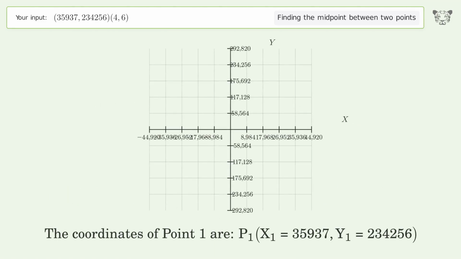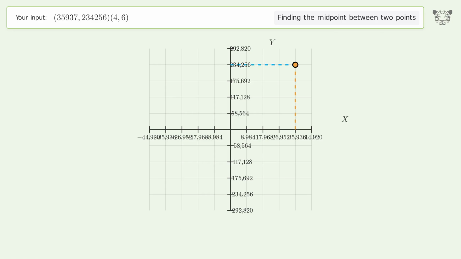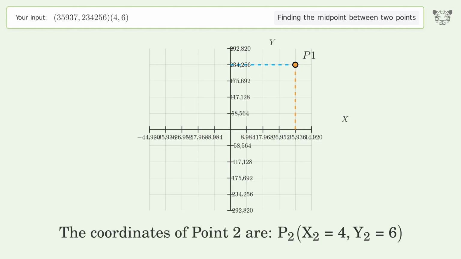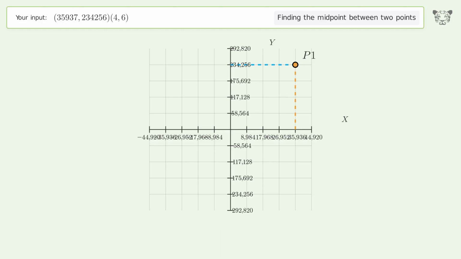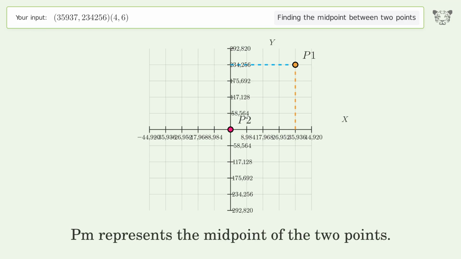The coordinates of point 1 are, x1 equals 35937, y1 equals 234256. The coordinates of point 2 are, x2 equals 4, y2 equals 6. PM represents the midpoint of the 2 points.